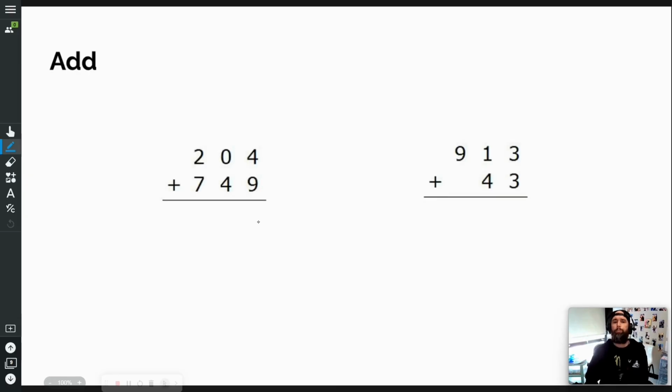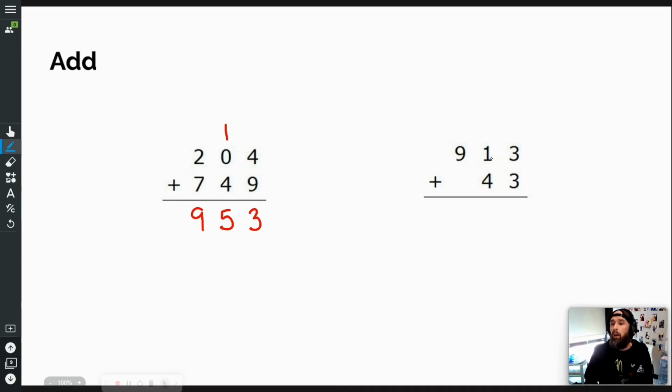Let's keep going. 204 plus 749. Go all the way to the right. 4 plus 9 is 13. So that's 1, 3. Write out your 3, carry the 1. 1 plus 0 is 1, and 1 plus 4 is 5. 2 plus 7 is 9, so 204 plus 749 is 953.